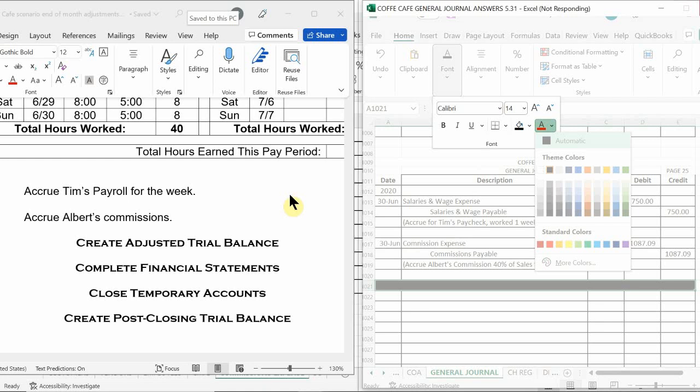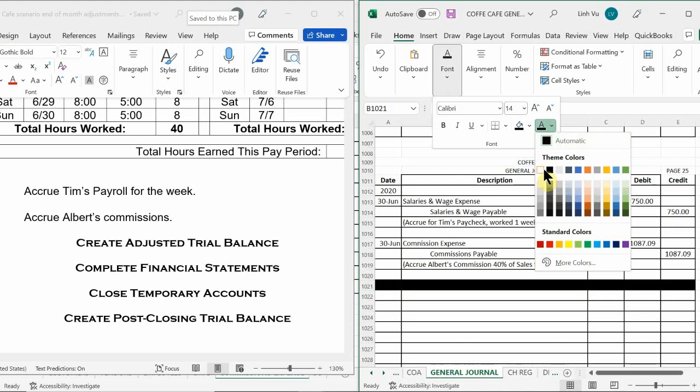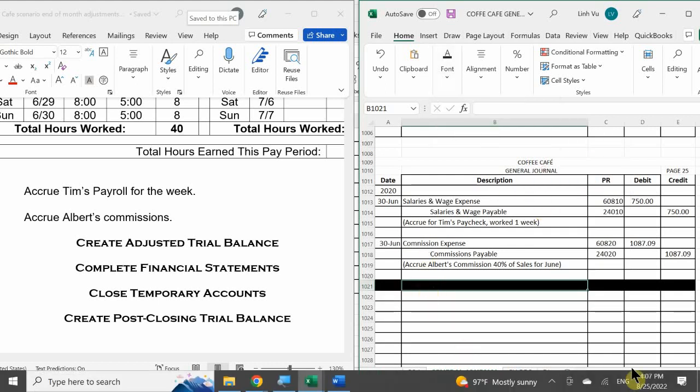You guys still there? Yes. Awesome. Okay, good. For a second, my internet almost shut down on me. Okay. And this is going to be saved for the adjusted trial balance.